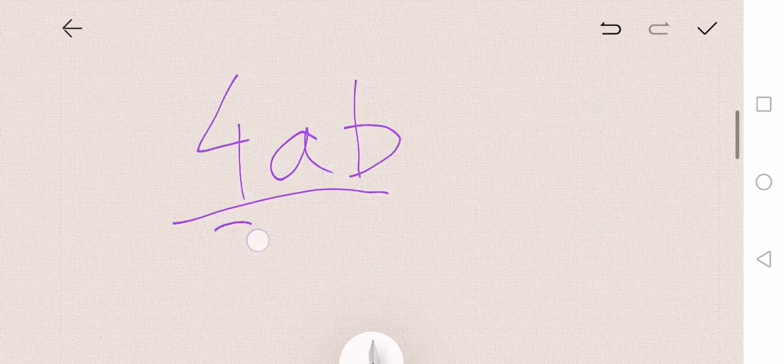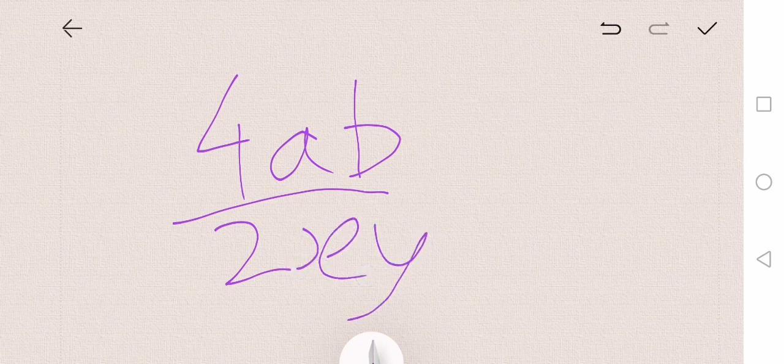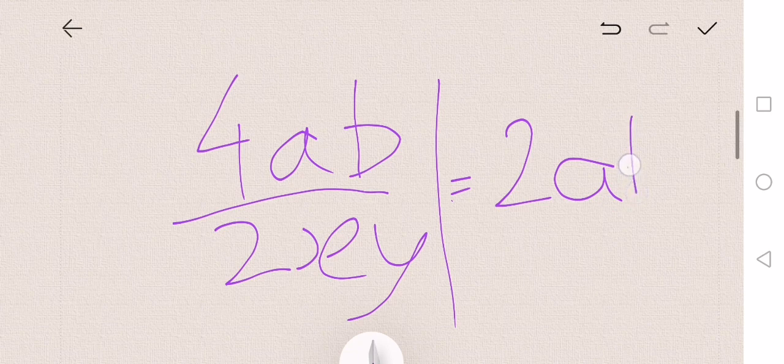Same thing. So if someone says 4ab divided by 2xy, interesting. What are you going to do? Very simple. Always start with the number. So 4 divided by 2 is 2. Then ab and xy, see, nothing matches. So write down ab at the top, and xy was at the bottom, so you just write it down at the bottom.